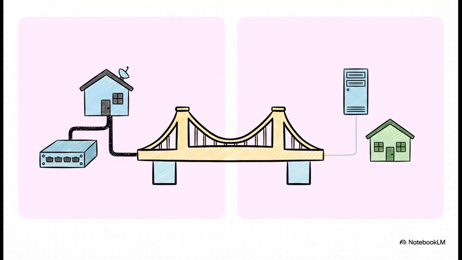Here's another way to think about it if you're familiar with other tech. A CMTS is basically for cable internet what a DSLAM is for DSL. It's that absolutely critical bridge that connects two totally different types of networks and makes them talk to each other.